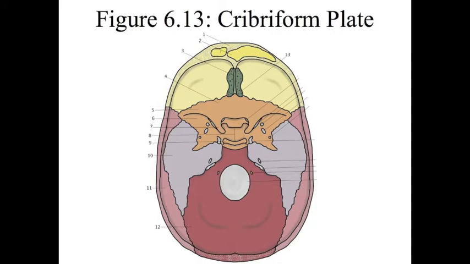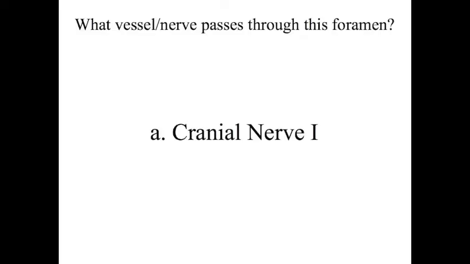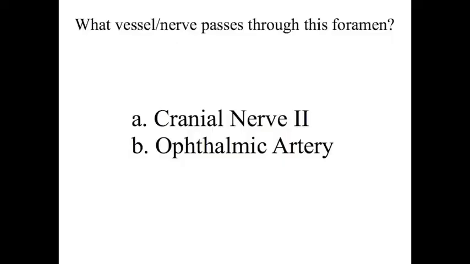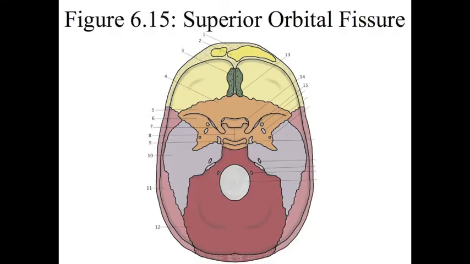Number 13 is the cribriform plate, and that's how you'll say it, cribriform plate, so that you can spell it correctly. It is a plate that has holes in it so that the olfactory nerve can sit on it and little nerve fibers will sit down in your nasal cavity, and that's how you smell, with cranial nerve number 1, the olfactory nerve. Number 14 is the optic canal. As we've talked about before, it has cranial nerve number 2, the optic nerve, and the ophthalmic artery.